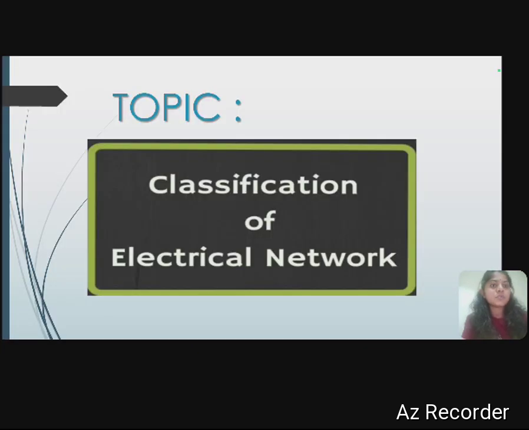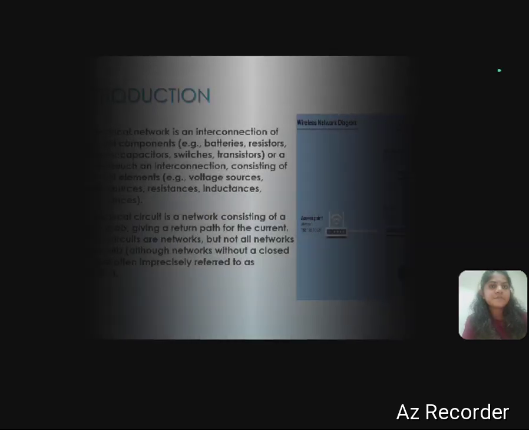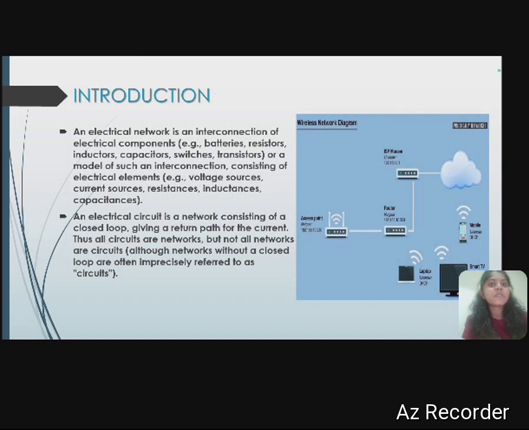Today I want to discuss the topic classification of electrical networks. Introduction. An electrical network is an interconnection of electrical components, for example batteries, resistors, inductors, capacitors, switches and transistors, or the model of such an interconnection consisting of electrical elements. For example, voltage source, current source, resistance, inductance, capacitance.